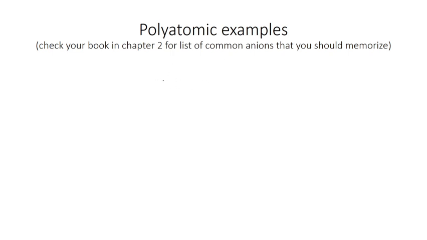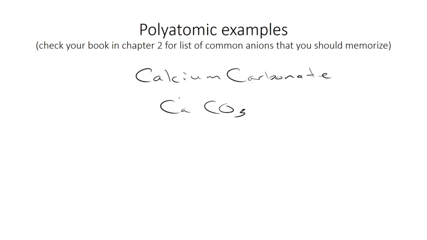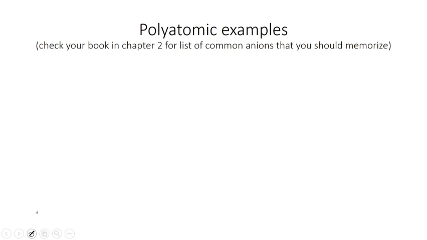Another common one that you might need to know is carbonate. So we can say calcium carbonate. And so calcium, we know Ca, carbonate, CO3. If we look on the periodic table, calcium +2, carbonate -2. So here they're already balanced. So we just say Ca, CO3. Great. As easy as that.